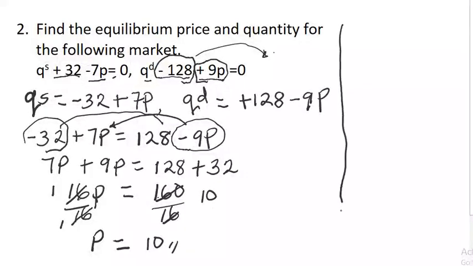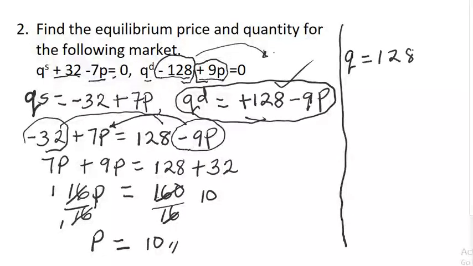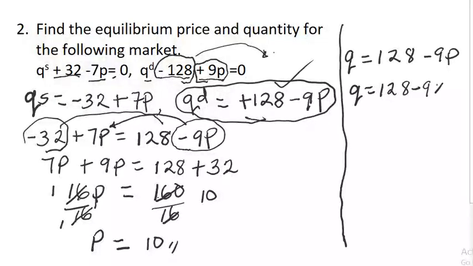We have to look for the quantity now. I said you can choose to work with either the quantity of supply or the quantity of demand. Let me pick the equation for the quantity of demand this time around. So QD, let me just say quantity equals 128 minus 9p. Remember, 9p means 9 times p. So Q equals 128 minus 9 times 10, because the p is 10.